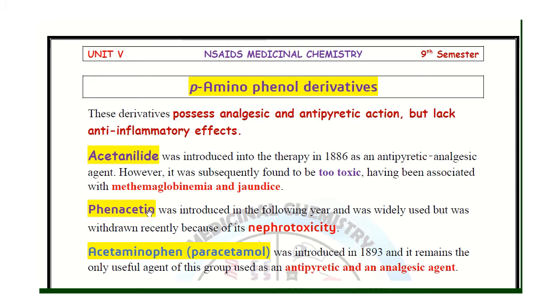There was another para-aminophenol derivative drug, that is phenacetin. Phenacetin was introduced the following year, in 1887, and was also widely used as an analgesic and antipyretic, but its use was also withdrawn because of its severe toxicity on the kidney, that is nephrotoxicity. The only well-known derivative that is widely used till today is acetaminophen, that is simply paracetamol.